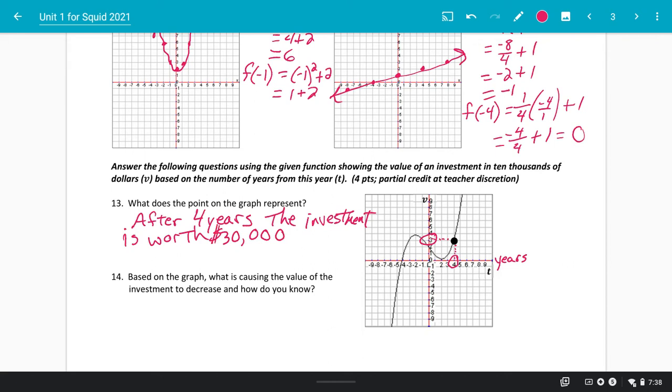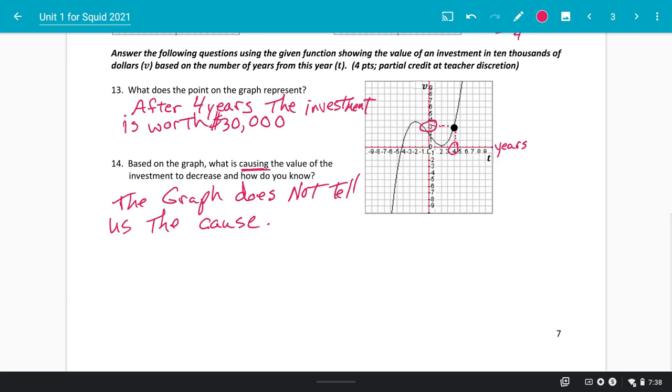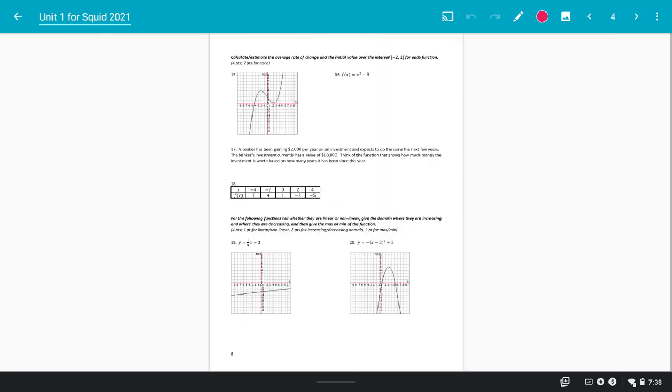Based on the graph, what is causing the value of the investment to increase and decrease? Well, here's one thing about graphs that we can never find, and that is the cause. So the graph does not tell us the cause. Never. It never tells us the cause. It can tell us what's going on. It can tell us the relationship between the two numbers, but it never tells us what causes it. That's our job to figure that out.